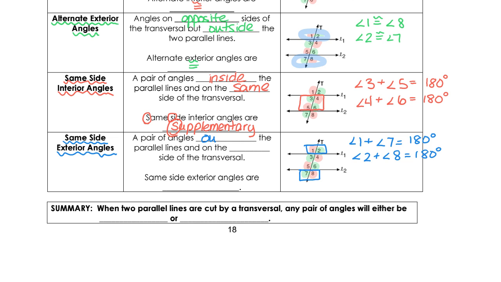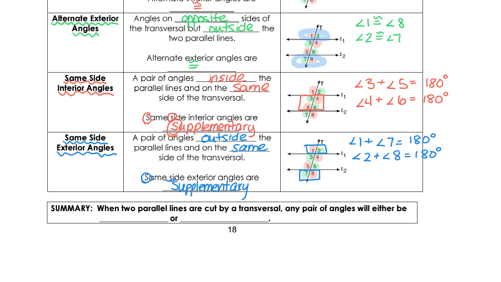Okay, so they are a pair of angles outside the parallel lines and on the same side of the transversal. Same side exterior angles are supplementary. There's that alliteration again.